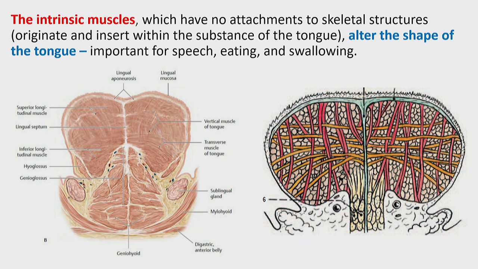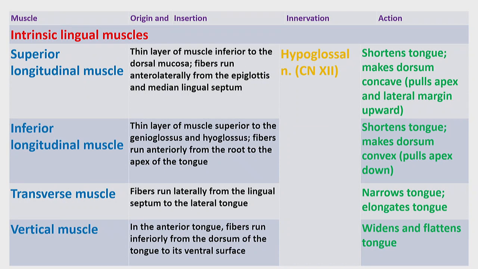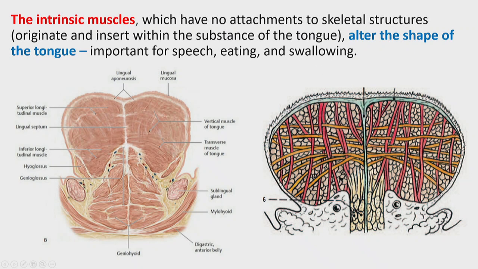According to their direction, we divide them into 3 or 4 groups. The passage of the fiber that is going longitudinally, this is the frontal section, so here is the longitudinal intrinsic muscle. This longitudinal, we divide into the superior and inferior group. Here, as you see very nicely, you can see a transverse muscle, and here is the vertical muscle.